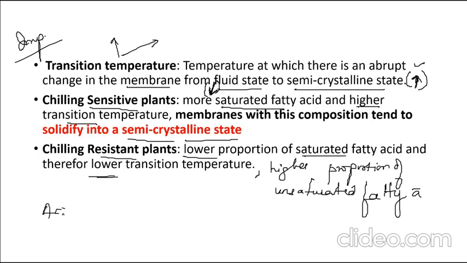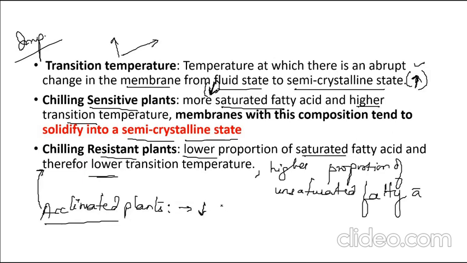So what happens in the acclimated plants? I already told you these acclimated plants are the resistant plants. These resistant plants will also have the same characteristics as the acclimated plants. So acclimated plants also have a lower transition temperature and a high proportion of unsaturated fatty acid.